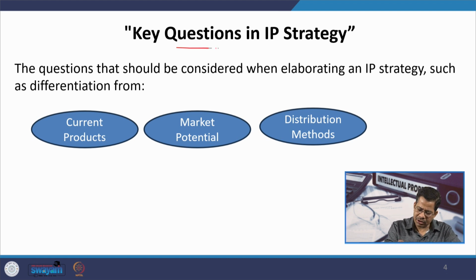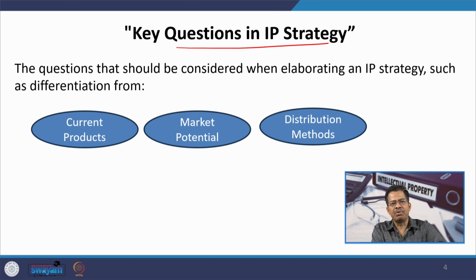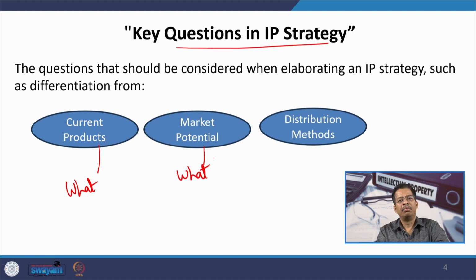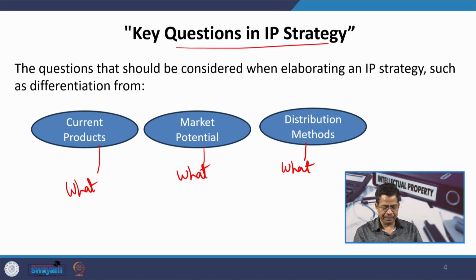Now, let us understand what are the key questions in IP strategy. The questions which we need to consider when we are developing, elaborating our IP strategy are: what are my current products, what is the potential of my market, what type of distribution methods I am going to use. All these things will play a role in your IP strategy, because some of the companies will have interest in distribution methods.